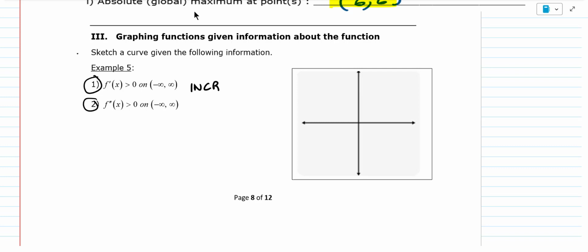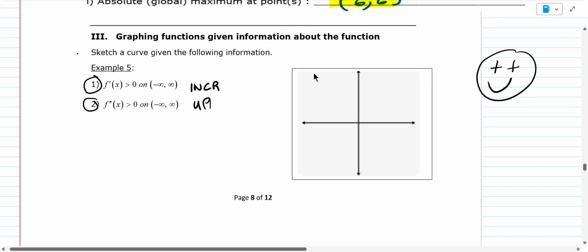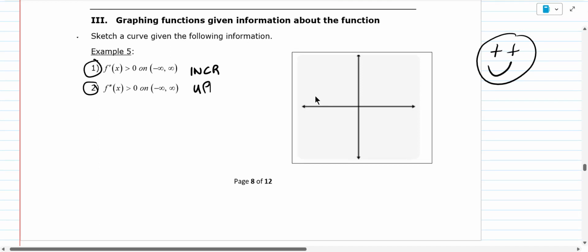Statement 2 says the second derivative is greater than 0. What does it mean if the second derivative is greater than 0? Concave up. Okay? Second derivative tells you about your concavity. So this just means you're concave up. So what you have to do is draw a graph that's always increasing and always concave up.